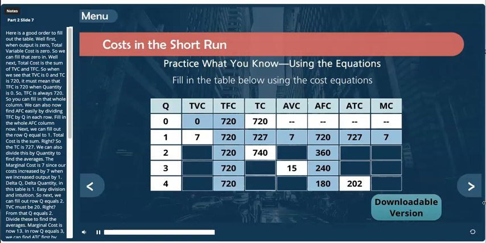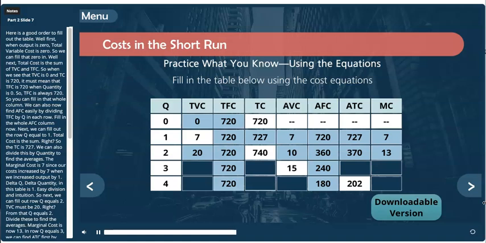So next, we can fill out row Q equals 2. TVC must be 20, right, from that Q equals 2. Divide this to find the averages. Marginal cost is now 13.